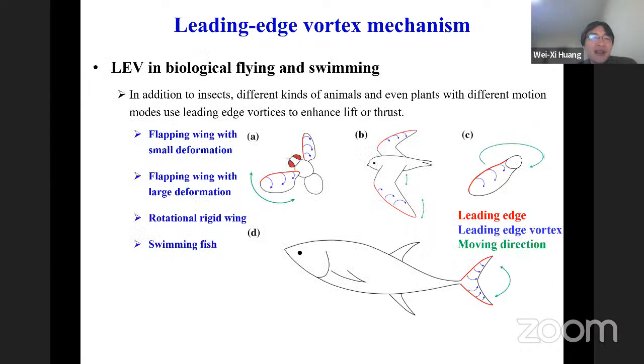The LEV mechanism is probably the most widely used mechanism for enhancing the lift force. It exists not only in small insects, but also in other animals like the bird wing, and also the passively falling, rigid rotating wing. And recently, it was also observed around the caudal fin of swimming fish.